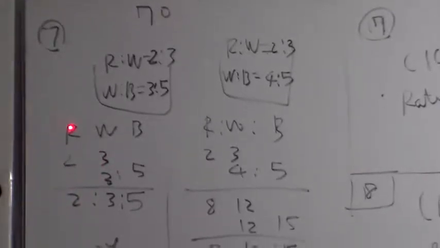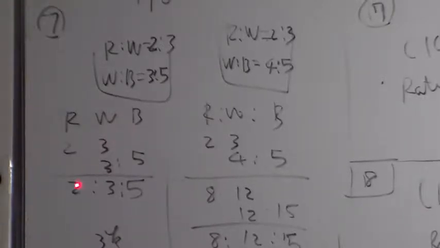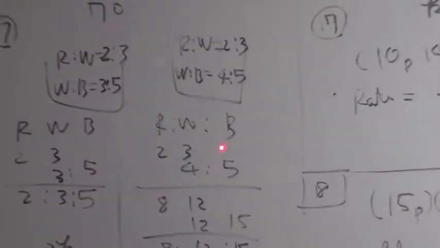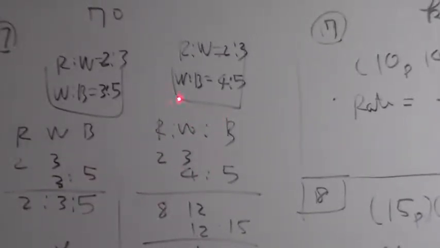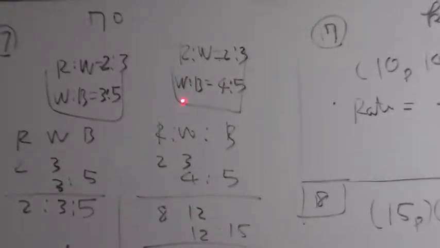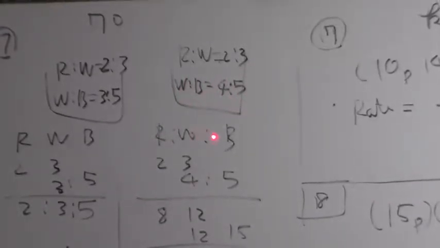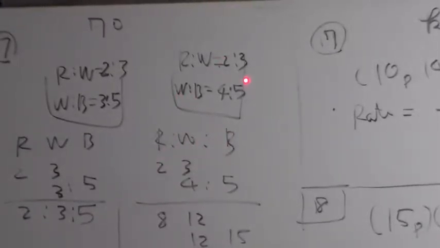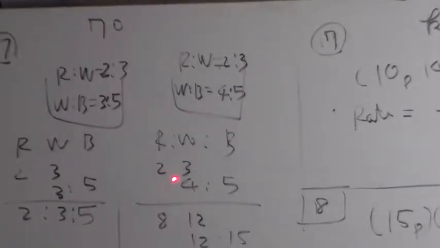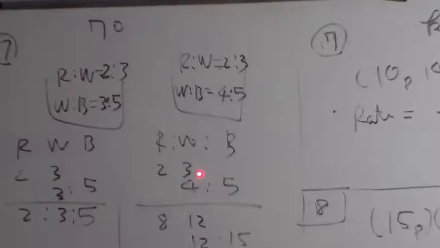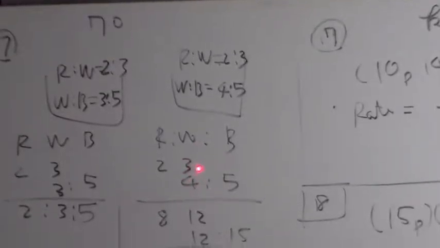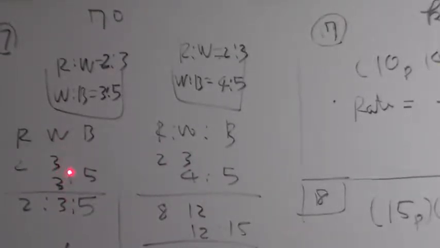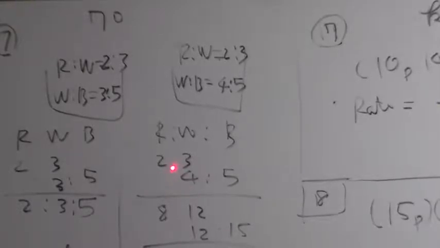So their ratio red, white, and blue is 2, 3, and 5. But the trick is jar B. There, red and white is 2 to 3, white and blue is 4 to 5. So white is a little different between there. They are different ratios. This case was much easier because they are 3 and 3, the same number. So this one is different.